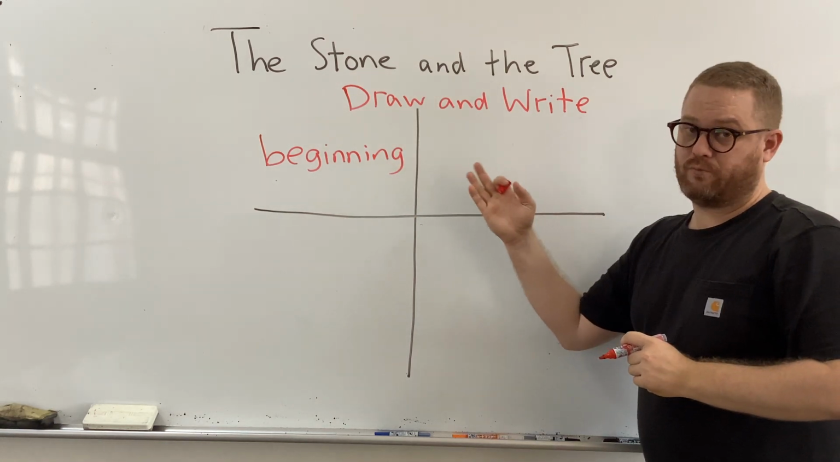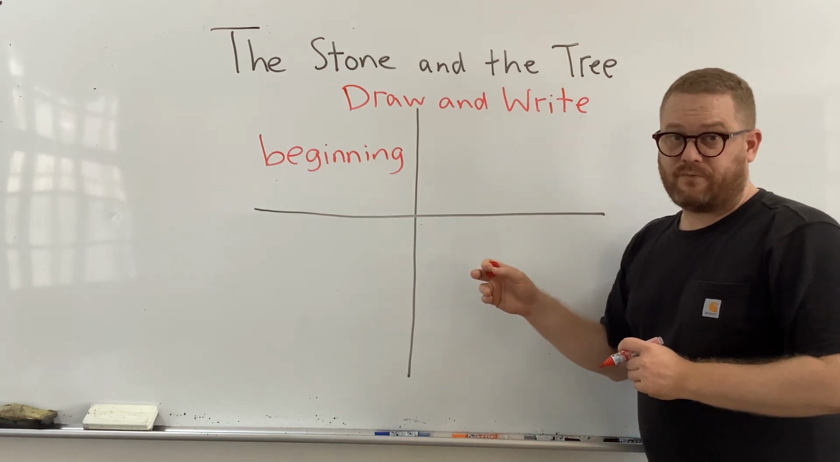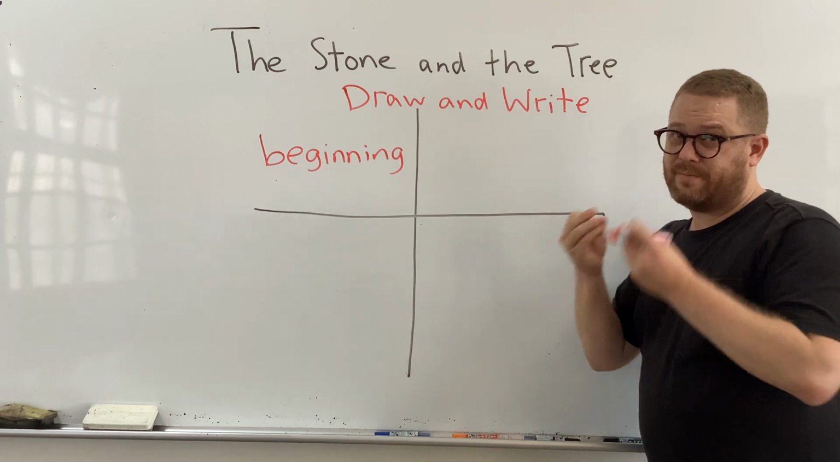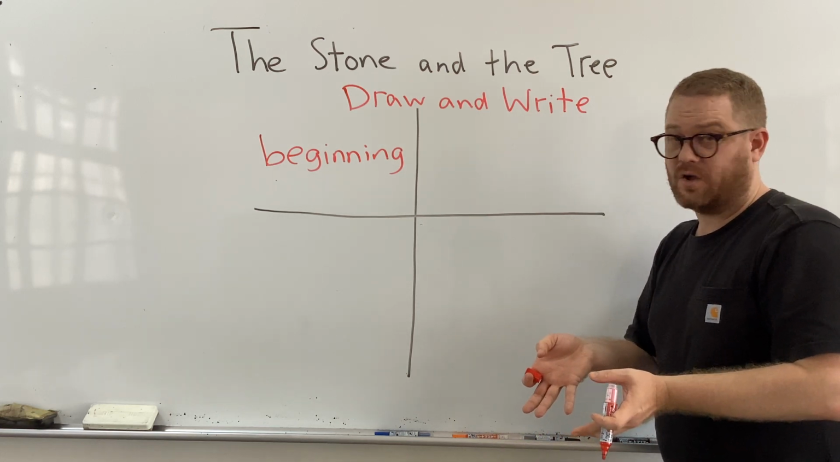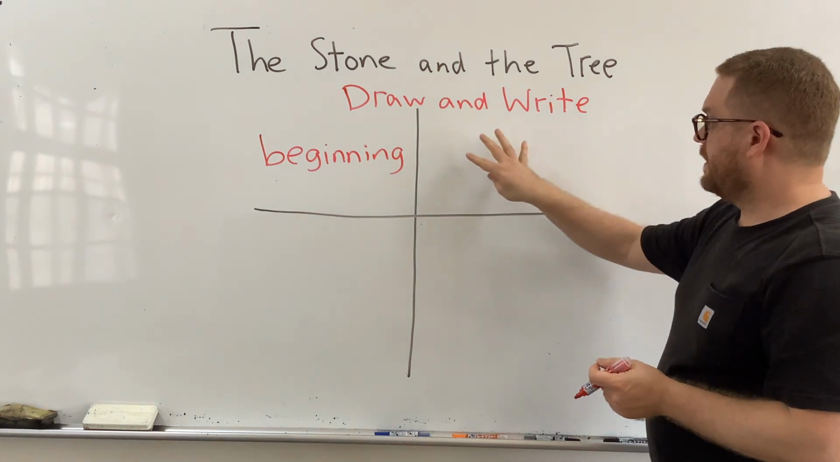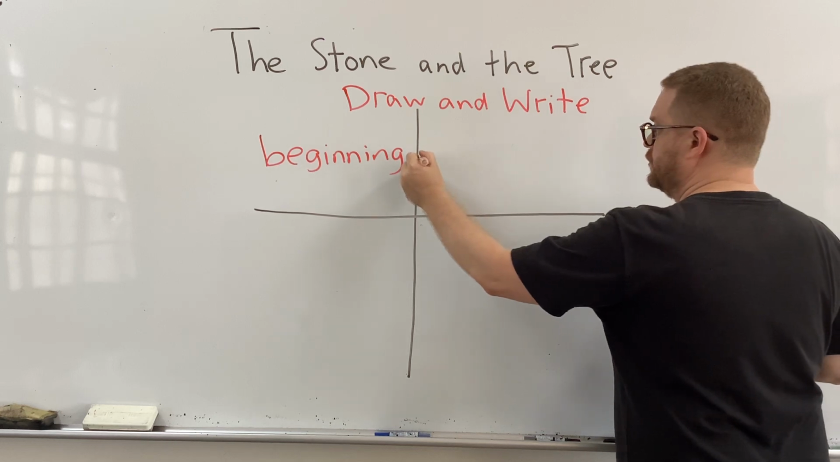I'll help you a little. Remember, in the beginning, there was a stone that lived next to the forest, and the stone was happy. But a squirrel came and dropped a nut next to the stone. So that's the beginning. Now, part 2, number 2, we are going to break into 2 parts.